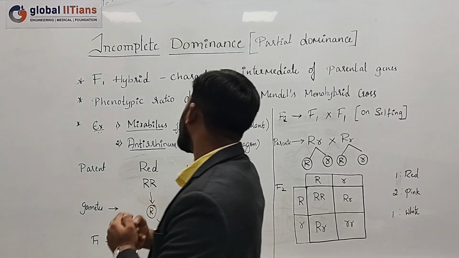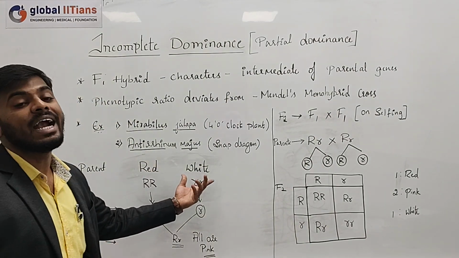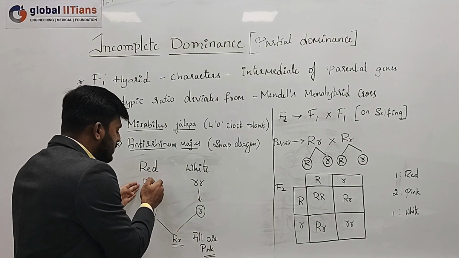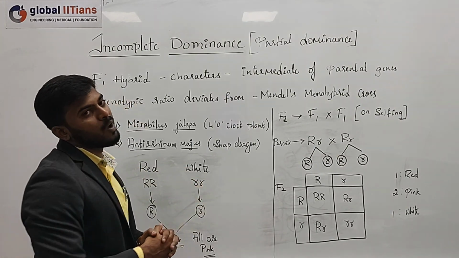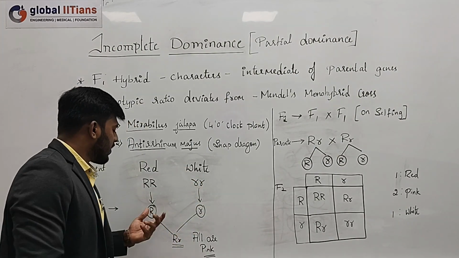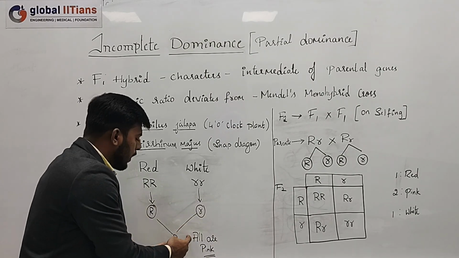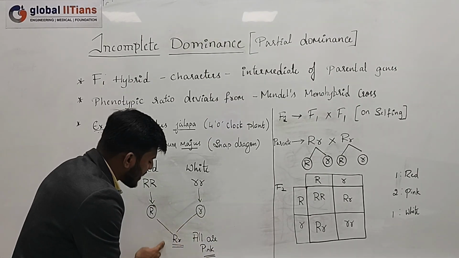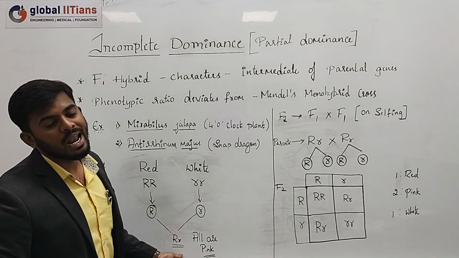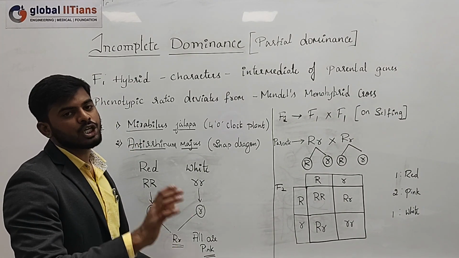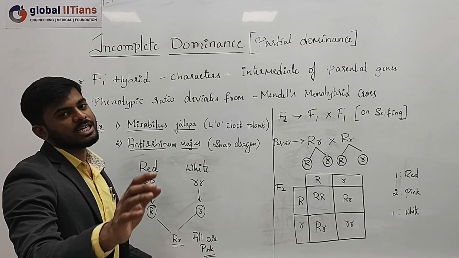Now, we are crossing two colored flowers, that is red and white. Their genotypes are represented as capital R and small r respectively. Here, when the gametes are obtained, they undergo fertilization to form the F1 generation. As a result, in the F1 generation, we are getting capital R and small r, that is, a heterozygous condition.